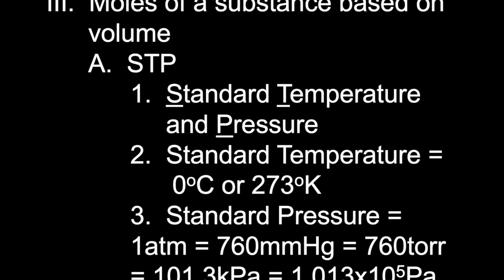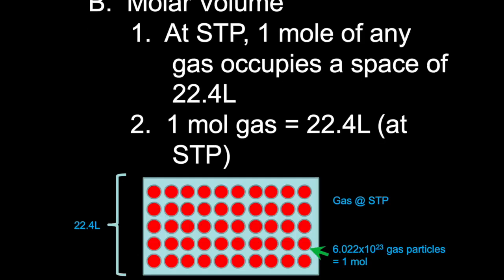So we're looking at volumes of a gas. This does not pertain to volumes of a liquid. This does not work for volumes of liquids here. So the molar volume at STP: 1 mole of any gas occupies a space of 22.4 liters, which means it does not matter what type of gas that is. So if you were at sea level, 22.4 liters is almost 6 gallons of air.